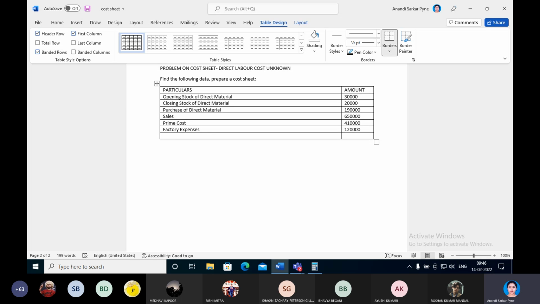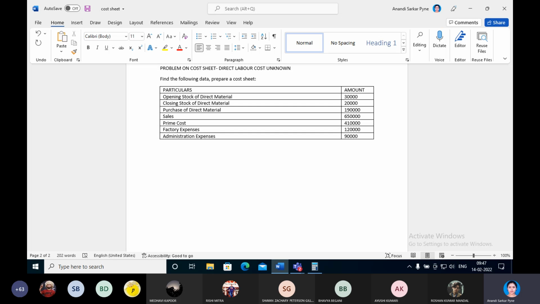And we have administration expenses, which is 90,000. So along with the prime cost, we will add factory expenses, and then we will add administrative expenses, and additional details which is given in the question is 10% of the output remained unsold. So whatever was the output, 10% remained unsold.